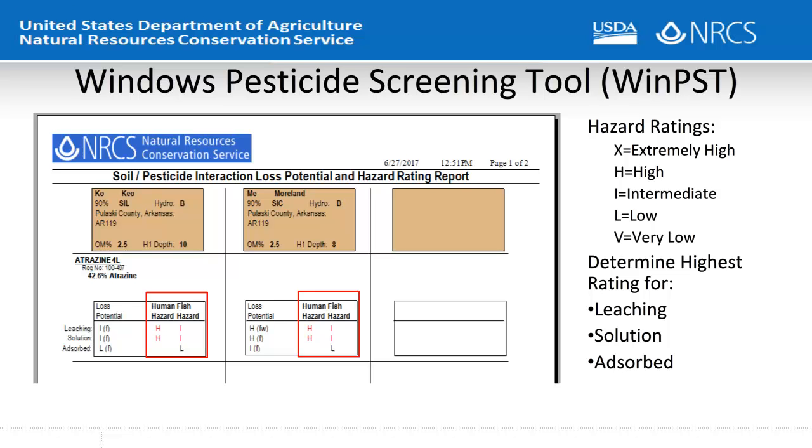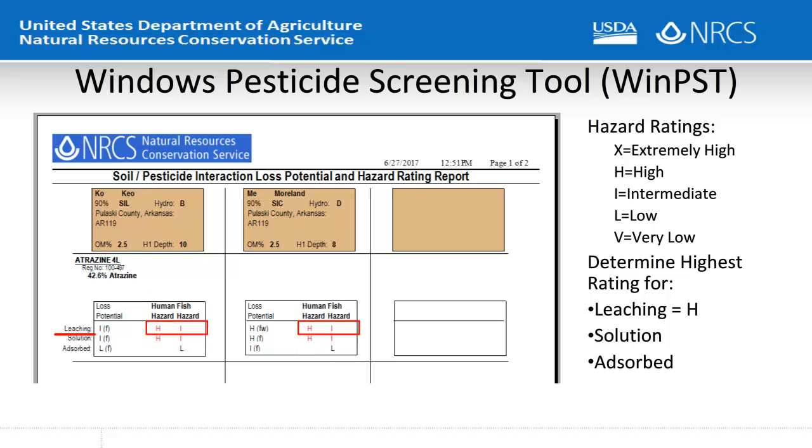For water quality concerns related to pesticide leaching, solution runoff, and adsorbed runoff, WinPST must be used to evaluate potential hazards to humans and/or fish for each pesticide used. The human hazard represents the potential for chronic impacts to drinking water, and the fish hazard represents the potential for chronic impacts to fish and other aquatic species. Note that we should only consider the hazards and should not use the loss potential, which is also shown on the report.